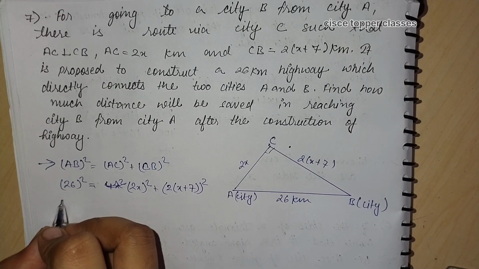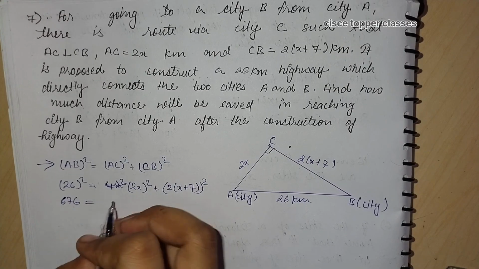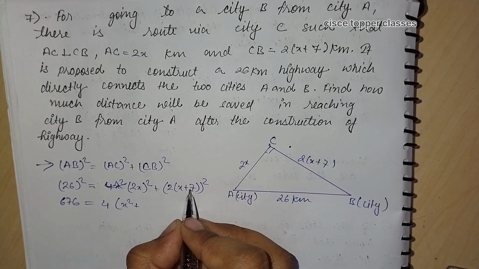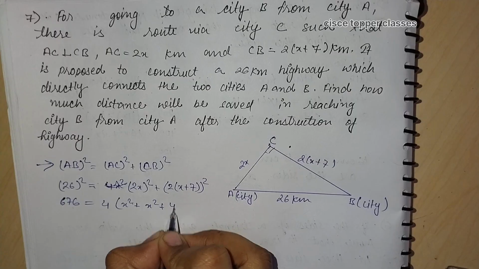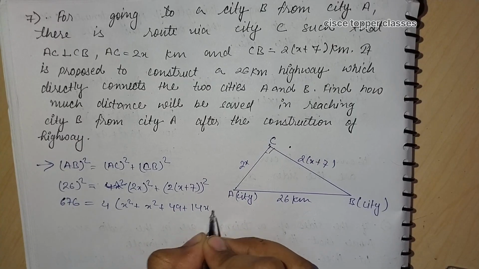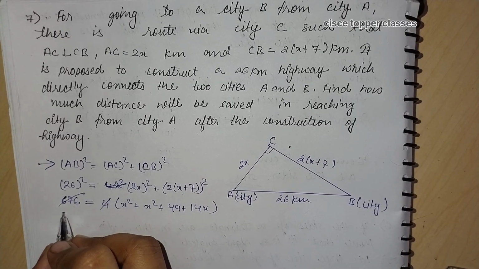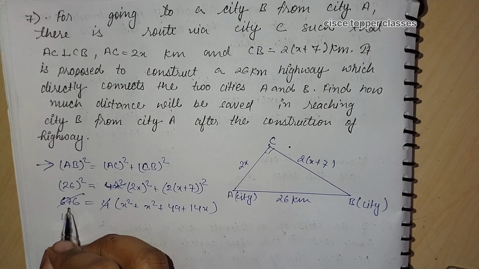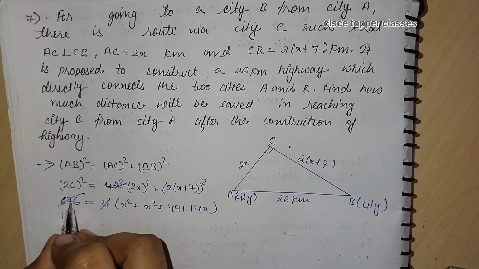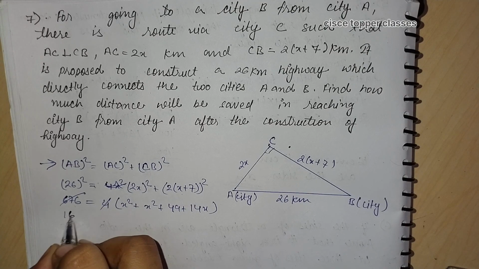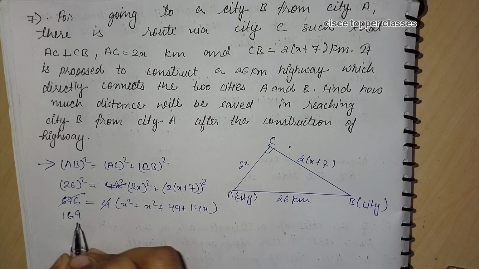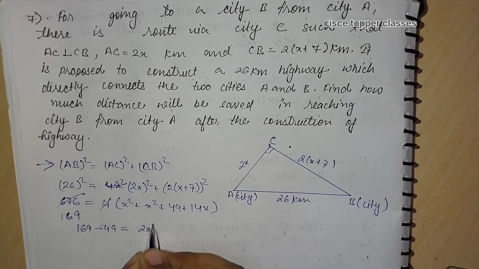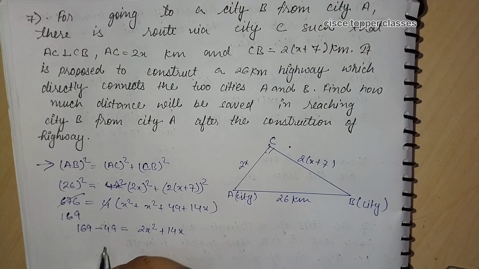It will be 676, and here we can take 4 as common, so it will be 4 times x square plus, again 4 from here also, x square plus 49 plus 14x from here. Now we will cancel out this part. On cancelling we will get 169. From 169 we will subtract 49, and here we will get 2x square plus 14x.